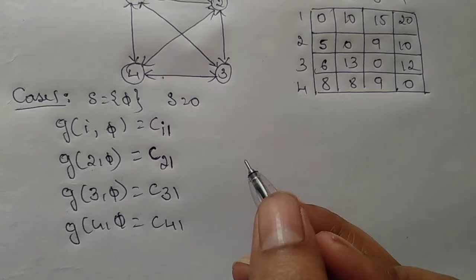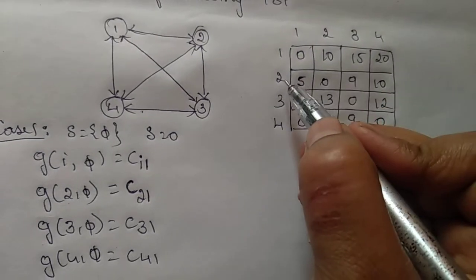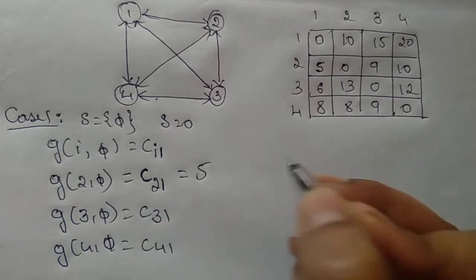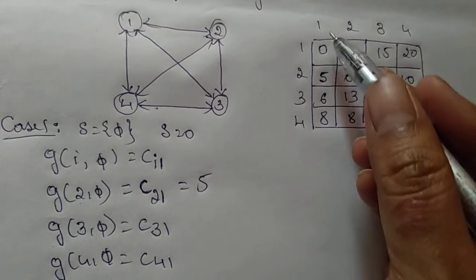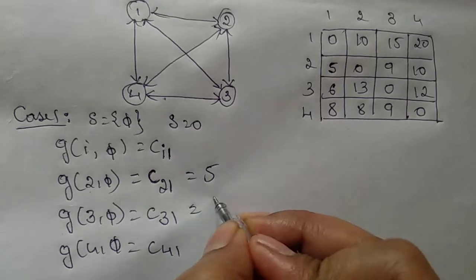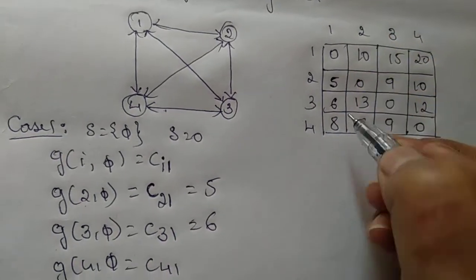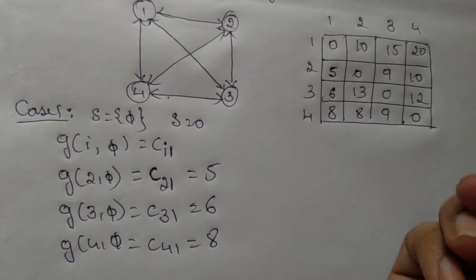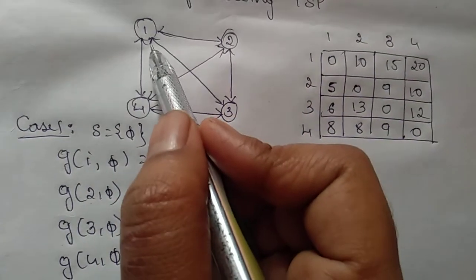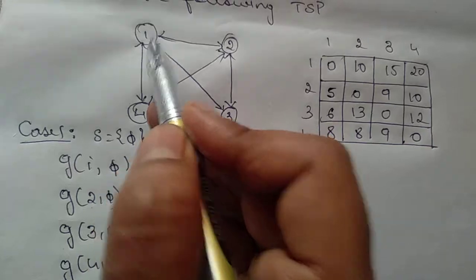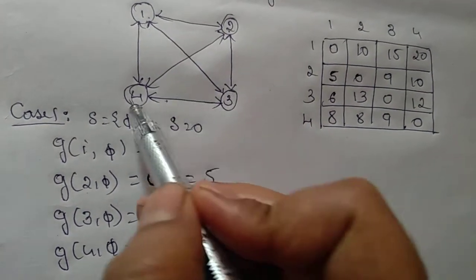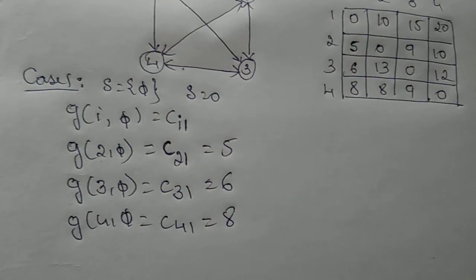What is the value for all these things? C of 2,1, from 2 to 1, what is the value? It is 5. Then 3 to 1, it is 6. Then 4 to 1, it is 8. From 1 to 1 it is 0, so I am not calculating. If I consider 1 as the source vertex, then you just leave 1. Then you take the remaining vertices, that is 2, 3 and 4. This is the basic condition.